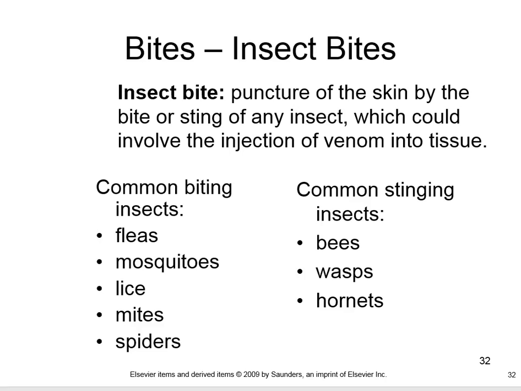Okay, so this is the chapter on trauma. It's part 2, and we're going to start with bites. An insect bite is a puncture of the skin by the bite or sting of an insect, which could involve the injection of venom into tissue. Common biting insects are fleas, mosquitoes, lice, mites, and spiders, and common stinging insects are bees, wasps, and hornets.